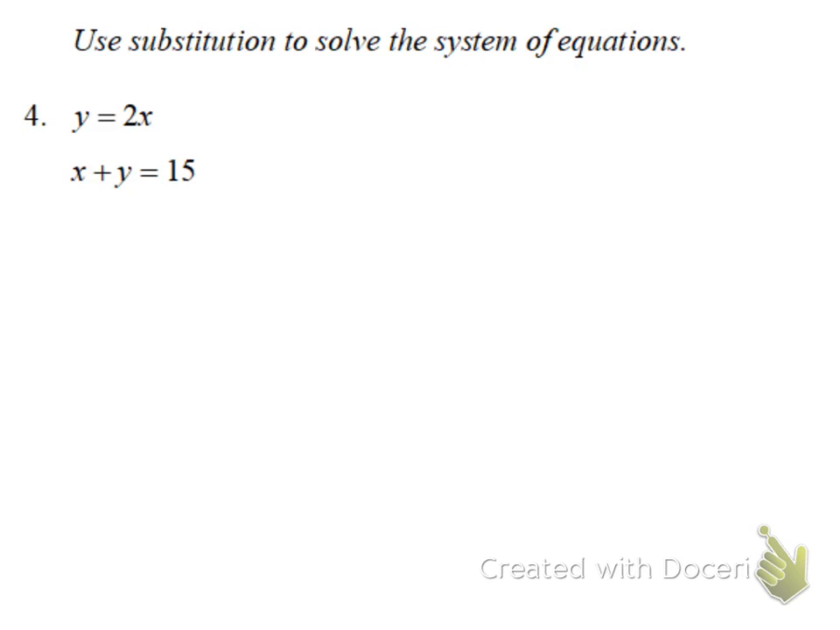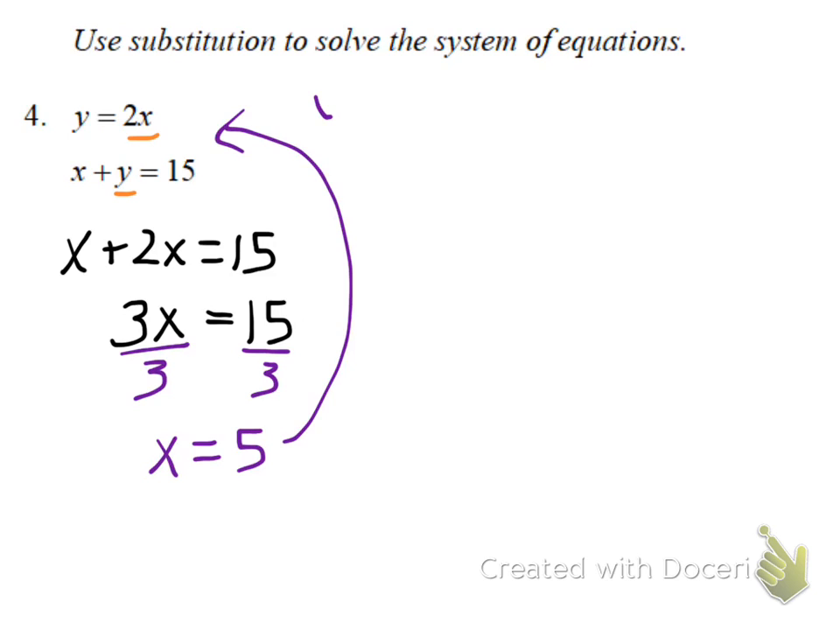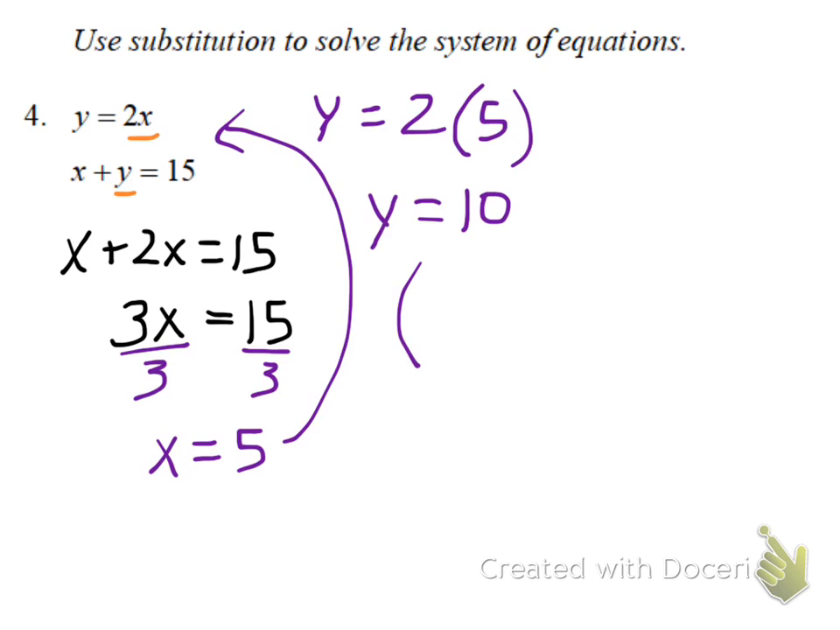Remember 4y equals 2x, so I'm going to replace y over here with 2x. So we have x plus 2x equals 15. Now we're going to combine the like terms, we get 3x. 1x plus 2x is 3x. To get rid of multiplying by 3, divide both sides by 3. And so x equals 5. And we're going to take that value, plug it back into the original top equation. y equals 2, and in place of x put 5. 2 times 5 gives us 10. So we have the ordered pair 5, 10.